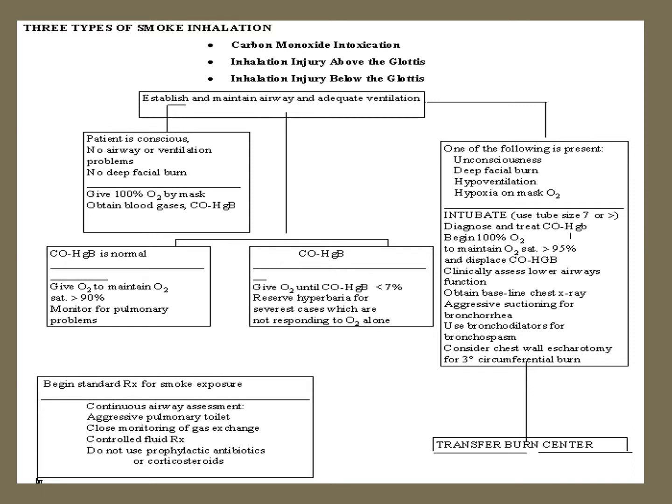So you can read through this. It's an algorithm that tells you what to do if you do have somebody with carbon monoxide poisoning. Always, always, always 100% oxygen. That helps flood the membranes and get the oxygen where it needs to be.